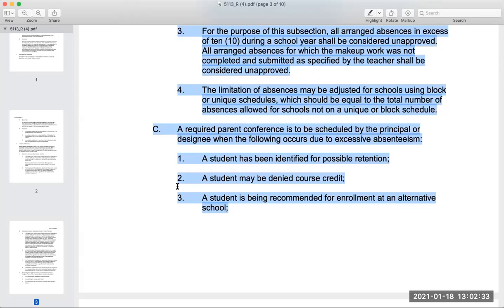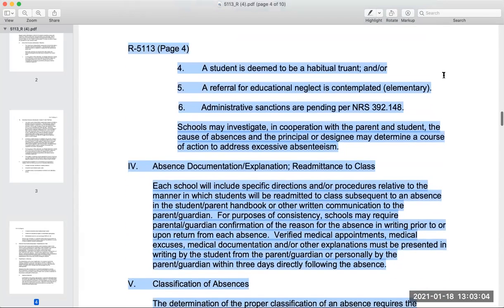C. Parent conferences are required to be scheduled by the principal or designee when the following occurs due to excessive absenteeism. 1. A student has been identified for possible retention. 2. A student may be denied course credit. 3. A student is being recommended for enrollment at an alternative school. R 5113, page 4. 4. A student is deemed to be a habitual truant, and/or 5. A referral for educational neglect is contemplated. 6. Administrative sanctions are pending per NRS 392.148.